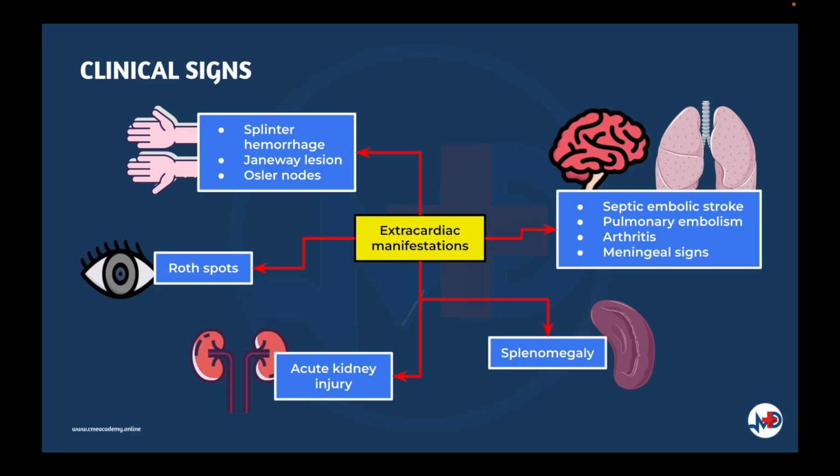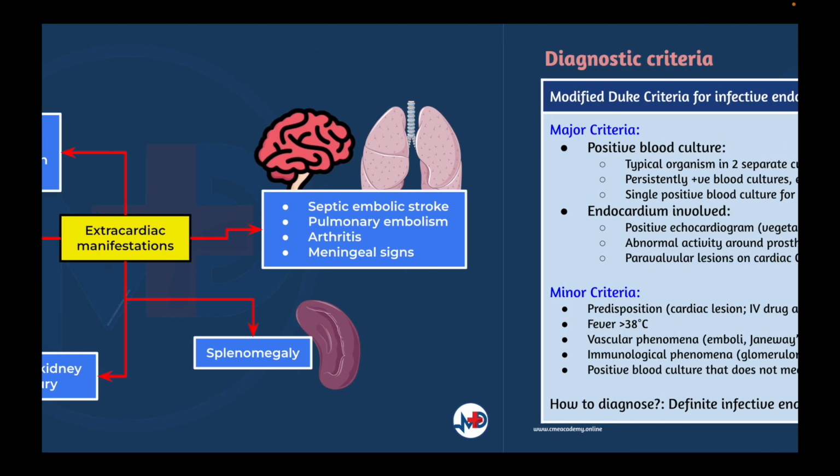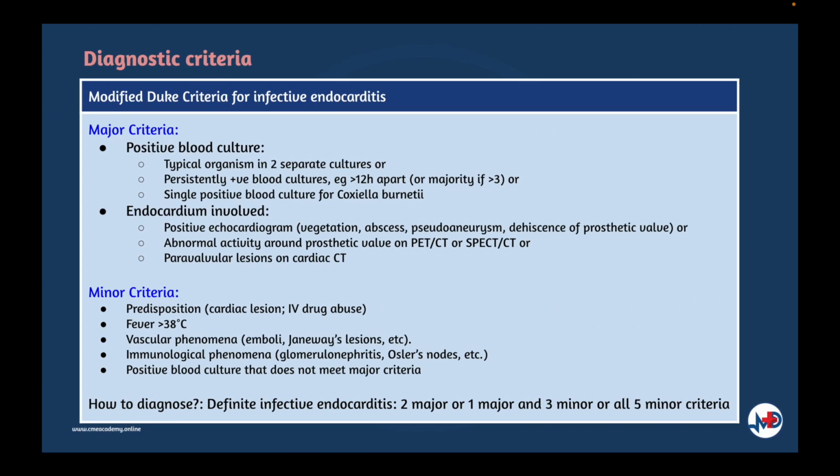The next extracardiac manifestation is acute kidney injury, which happens due to immune complexes deposited in the kidney, which damages the glomeruli. Splenomegaly can also happen due to septic abscess resulting from emboli. Patients with endocarditis can present with septic embolic stroke, signs of pulmonary embolism, arthritis, and meningeal signs, which result from septic emboli. This is the diagnostic criteria used for infective endocarditis, which is known as the modified Duke criteria.